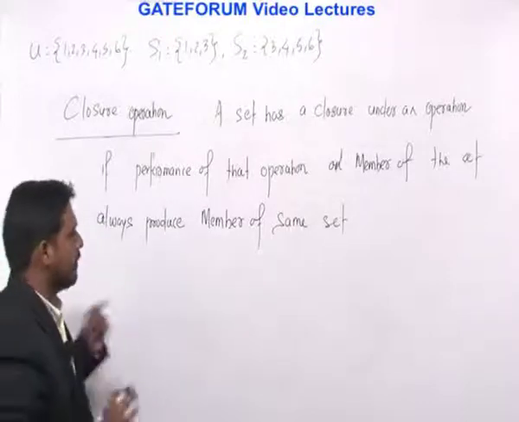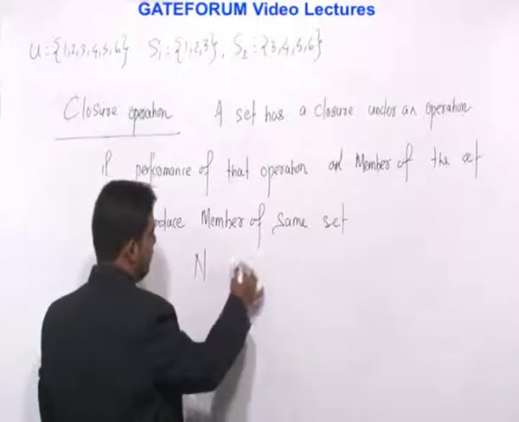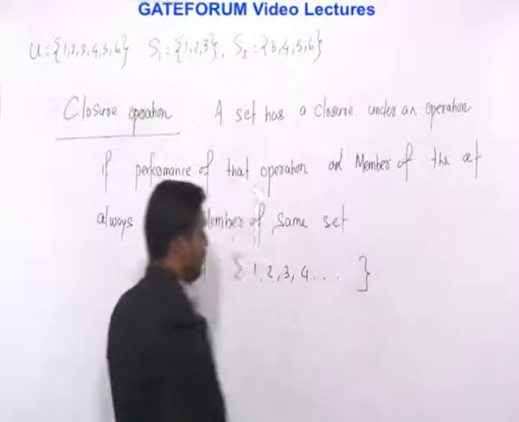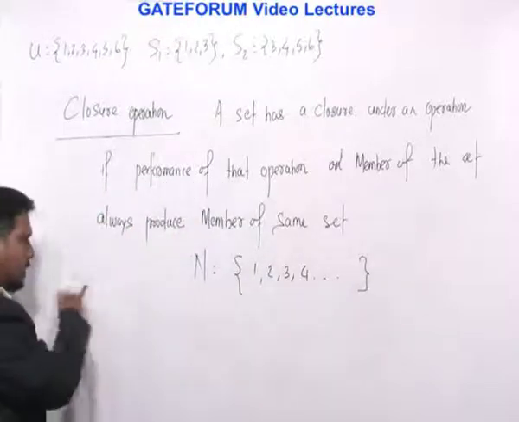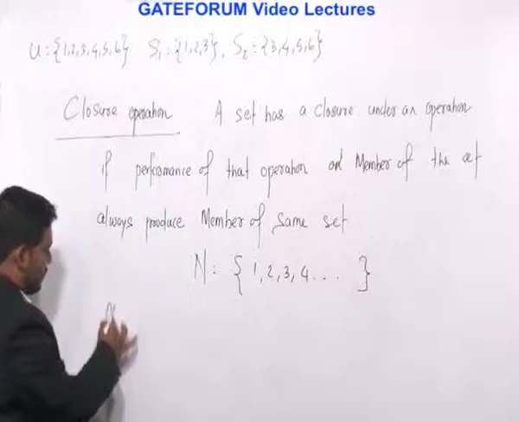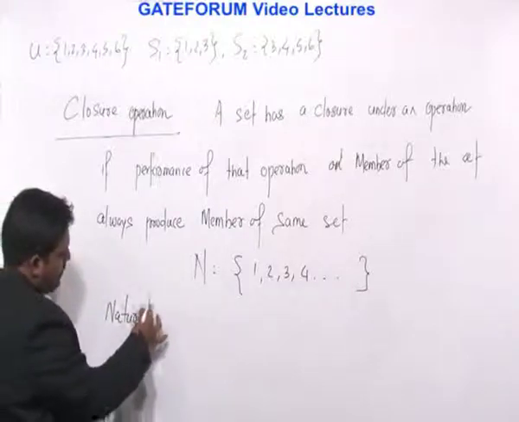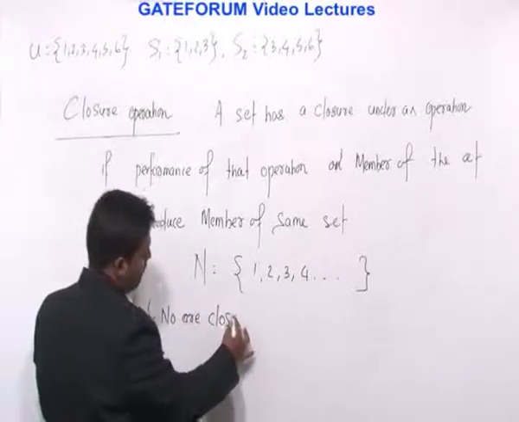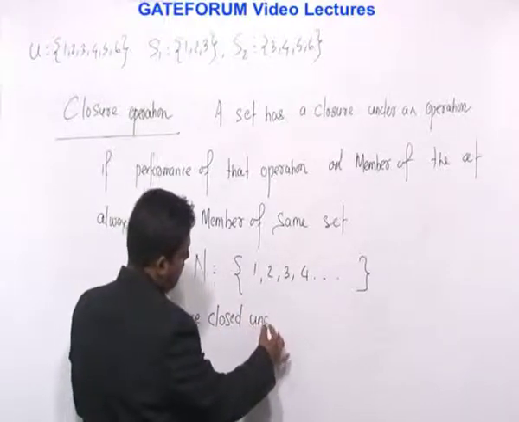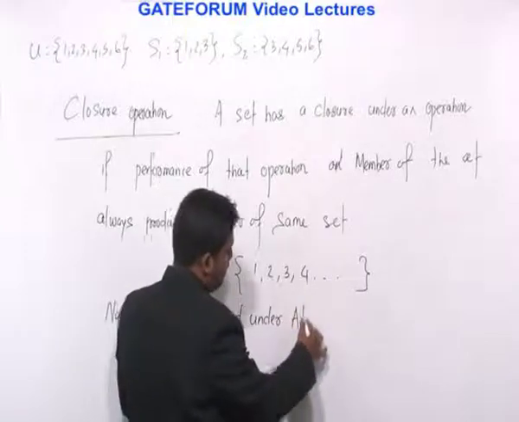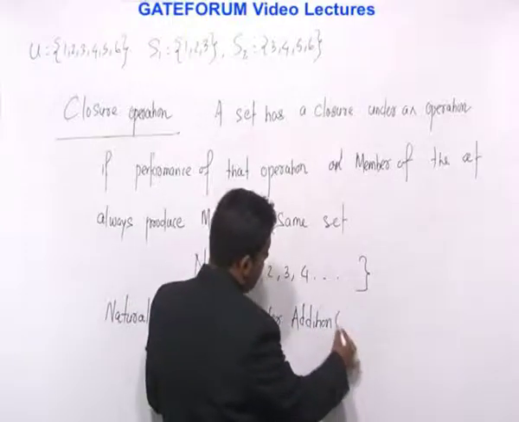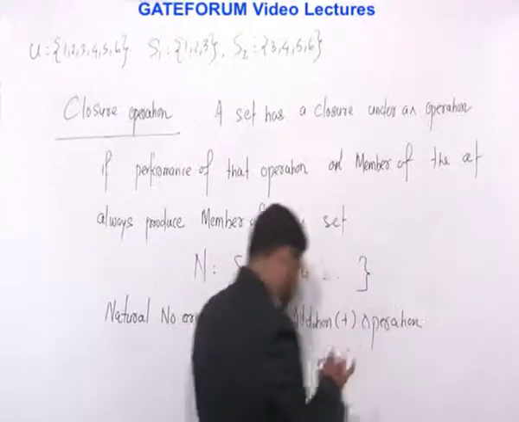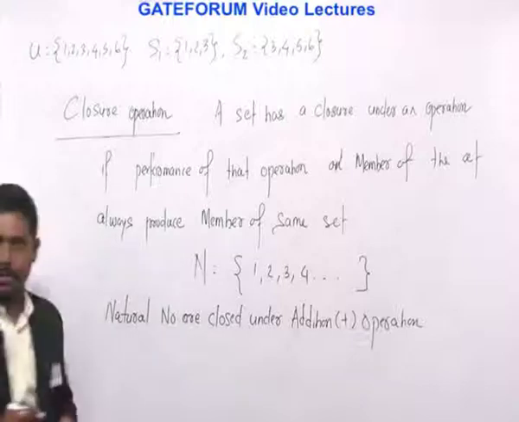Things are very simple. Let's have a natural number n. Now this is the proposition again: natural numbers are closed under addition operation, and it's a binary operation. So natural numbers are closed under addition operation.